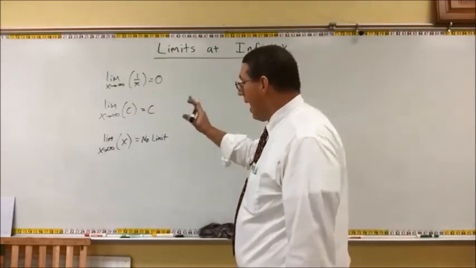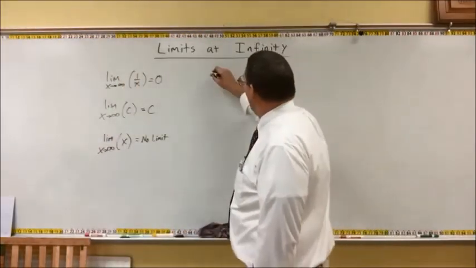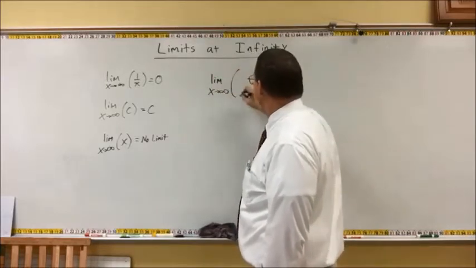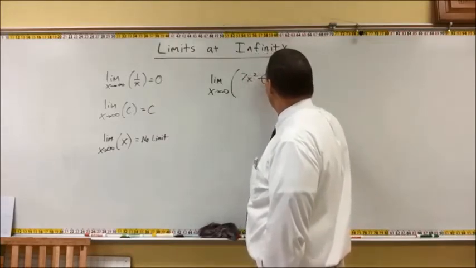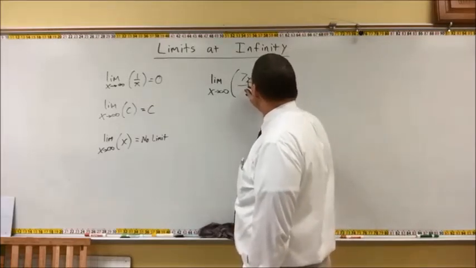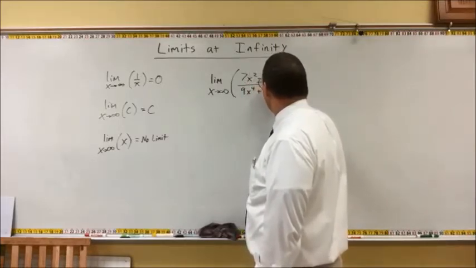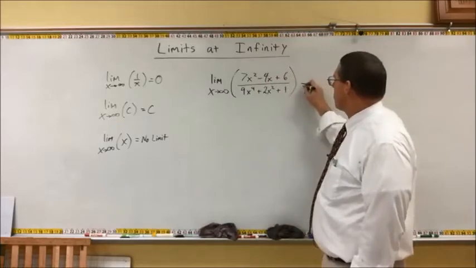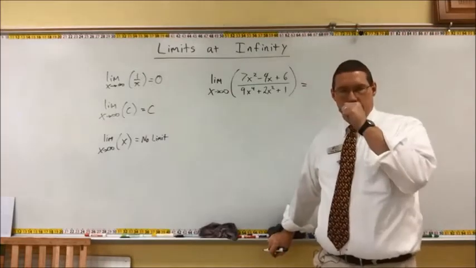But what we can now do is answer questions like this. What is the limit as x approaches infinity of, let's say, 7x squared minus 4x plus 6 over 9x to the fourth power plus 2x squared plus 1. Let's say that we have this problem. And here's the rule. I'm going to write the rule down.